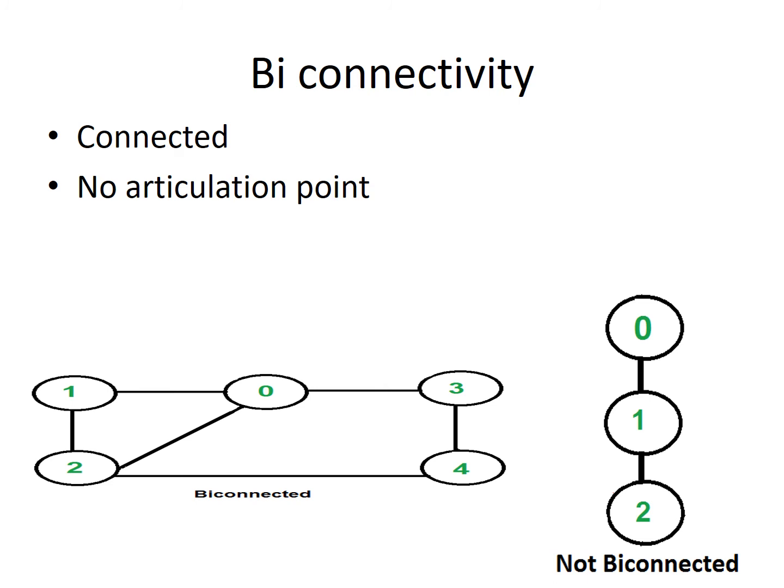In the first graph, if I remove vertex 0, the remaining 1, 2, 4, 3 are still connected. Similarly, if I remove 3, then 1, 2, 0, 4 are connected, and if I remove 4, then 1, 2, 0, 3 are connected. So there is no disconnection in the graph, which is why the first graph is called a biconnected graph. In the second graph, if I remove node 1, then 0 and 2 have no connection, so it is called not biconnected.